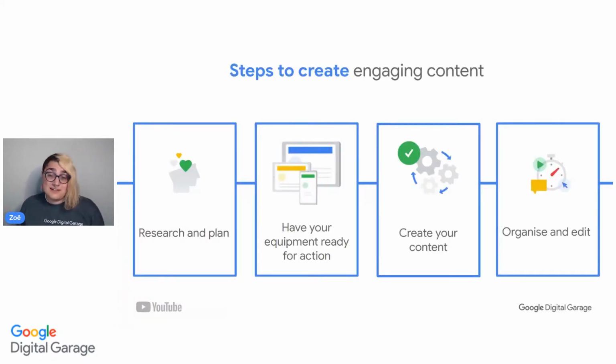And of course, there's loads of different ways to do that. So we're going to look at 4 key steps right now. The first step is research and planning. Then we're going to look at having your equipment and getting that ready. Then we're going to look at actually creating the content. And finally, we're going to look at how to organize and edit your video.